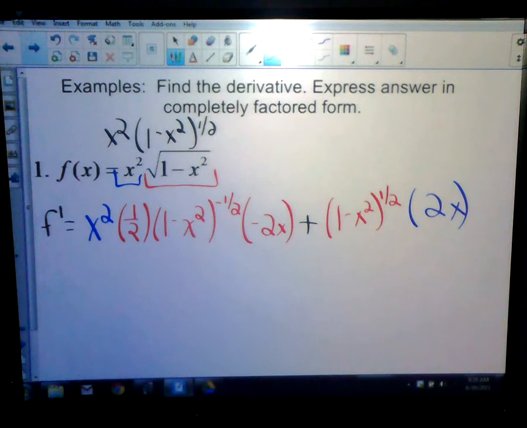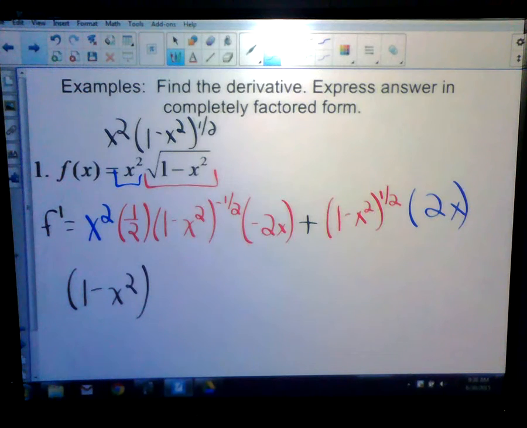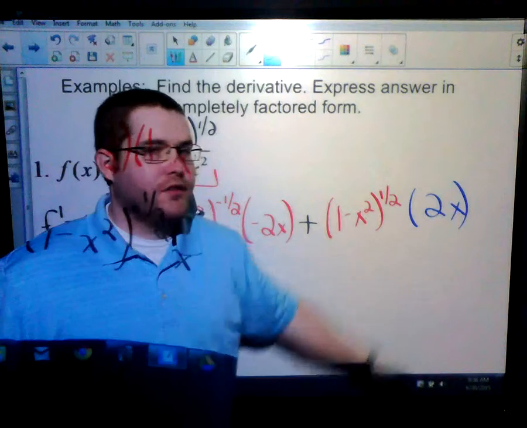But it says express your answer in completely factored form, so I can't leave the answer like this. This is the kind of problem Ms. Baer would have given you last year in math analysis, to factor out everything. Remember, you always factor out the smallest power. So, what are some things that everything has? Well, everything has a 1 minus x squared in it, and the smallest power of that is negative 1/2. And every term has at least an x in it. This will be an x cubed when I multiply it out. That'll be an x to the first.